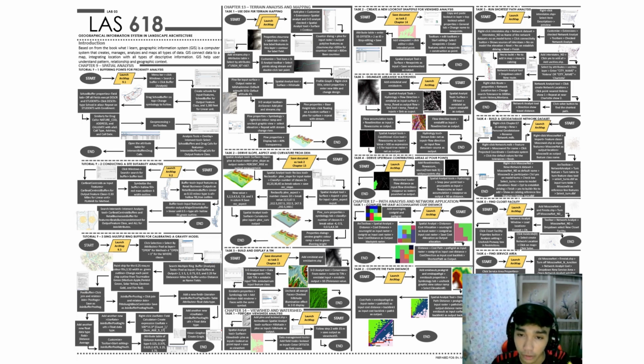Second, chapter 10, which is terrain analysis and mapping. Task 1. Use DEM for terrain mapping. In this task, specifically, we use the DEM for terrain mapping to see the contour map of the river. Task 2. Visualize slope, aspect, and curvature from DEM. This task is for us to know the surface of the slope.